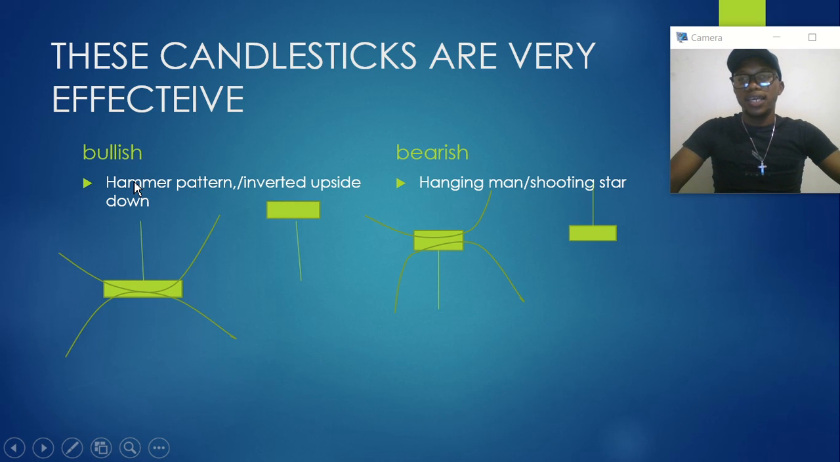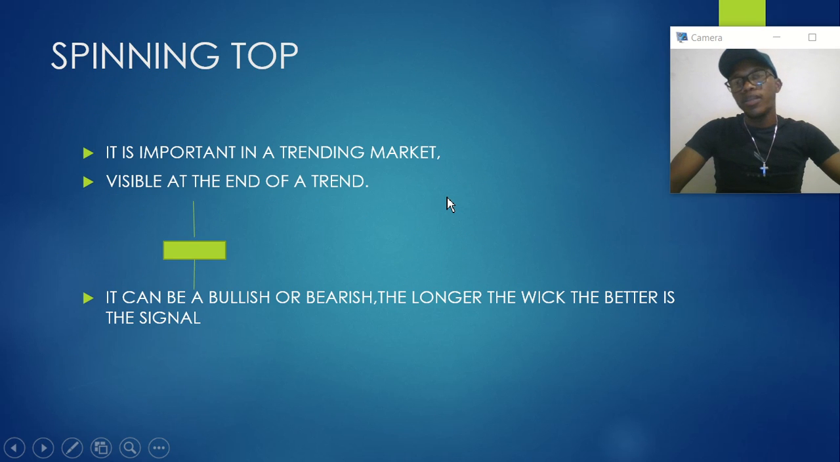So the candlesticks are very effective. For instance, the bullish hammer pattern or inverted upside down, and also the bearish hanging man or shooting star. There is also what you call a spinning top. It is important in a trending market, so it is visible at the end of a trend. It can be bullish or bearish. The longer the wick, the better the signal with the spinning top.